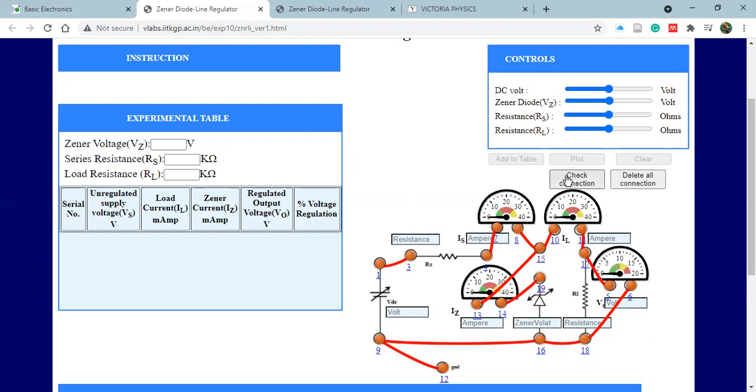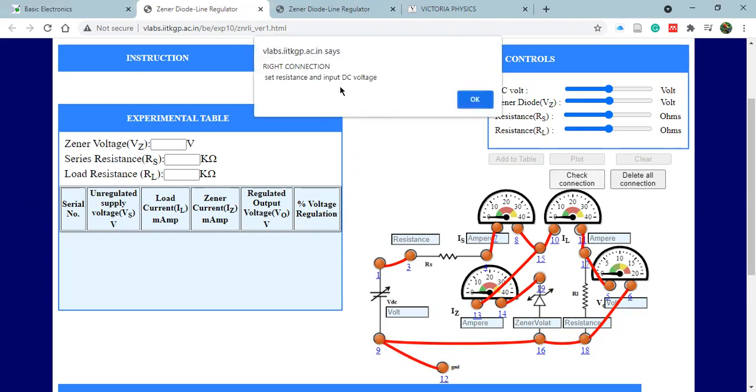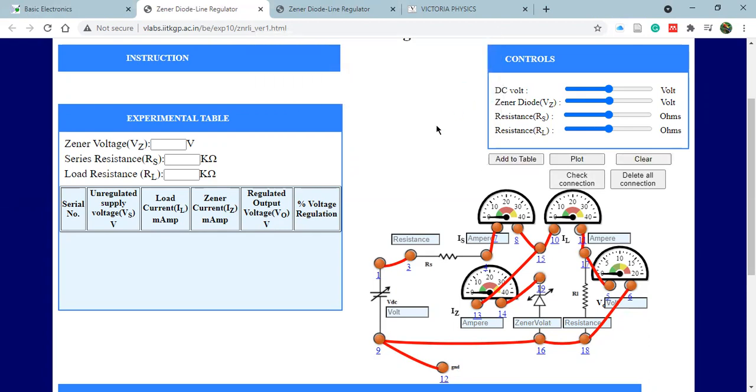Now you have to check your connection. So check connection, it prompts that my connection is right. And they're asking me to set the resistance and the input DC voltage. So click OK. And just as what I did before, you keep this Zener voltage at 5.6. You take the resistance RS as 1000 ohm and this as 2 kilo. And then do the rest of the thing, same as what you have seen just a few minutes back.